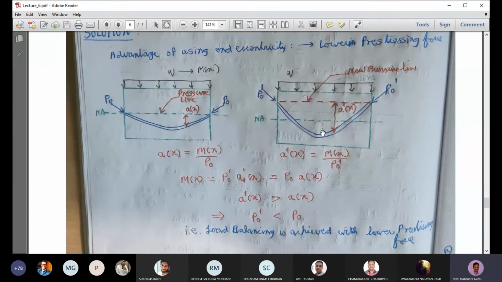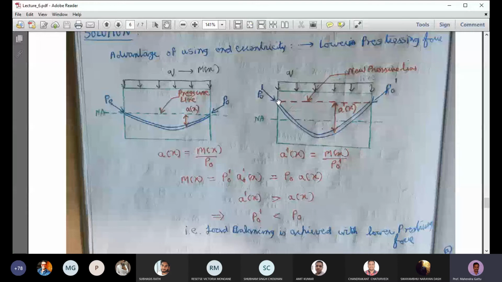So what is the use of providing a cable like this? If you provide a cable like this, we can choose our pressure line to be this dashed line. This is the new pressure line, and the distance of the pressure line from the cable line is a of x, and for this case we will represent a of x by a prime of x.